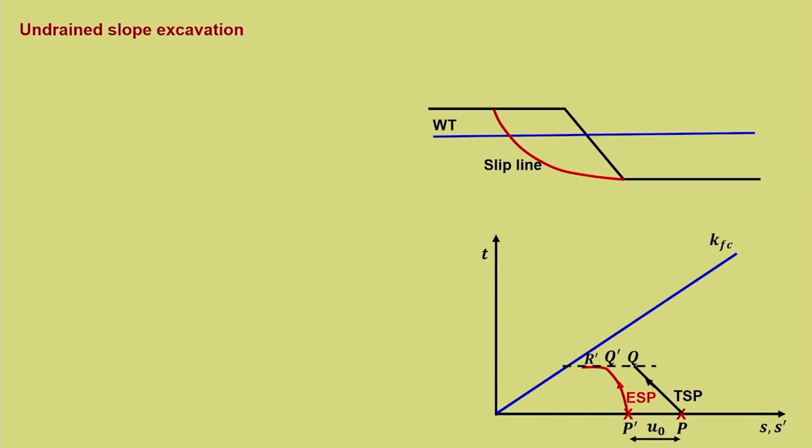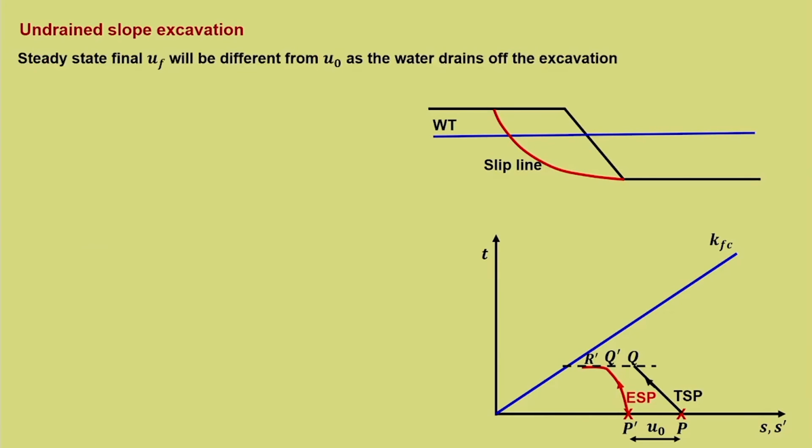Now, we will see two different cases, that is, steady state final UF will be different from U naught as the water drains off the excavation. In the previous slide we assumed that there is no change, but if it starts draining off, then the final pore water pressure UF will not be the same as the initial pore water pressure U naught.